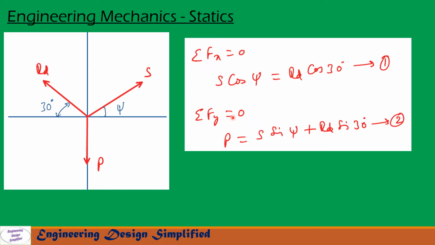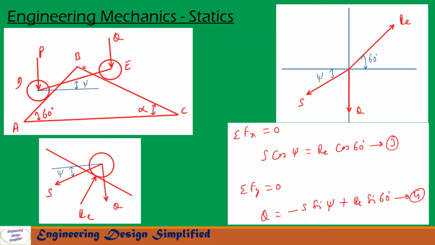Now let us write sigma Fy equals 0, that is, the sum of forces along the vertical, the Y direction, equals 0. So along the Y direction we have P acting vertically downwards, equal to S sin psi, the vertical component of S, plus RD sin 30, the vertical component of RD. Let us call that equation 2.